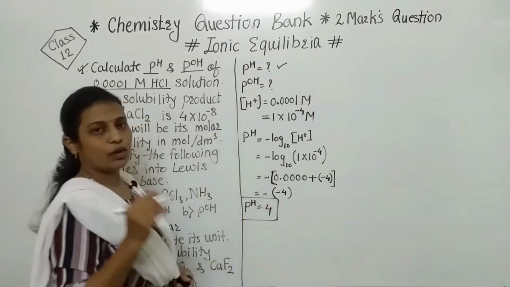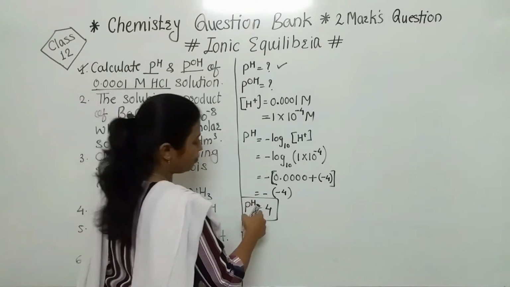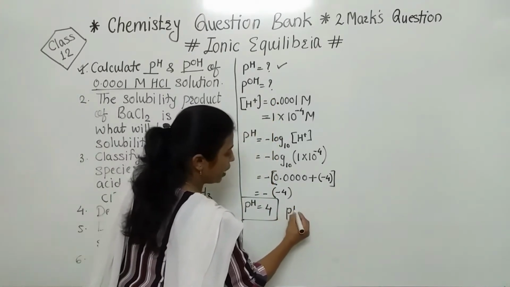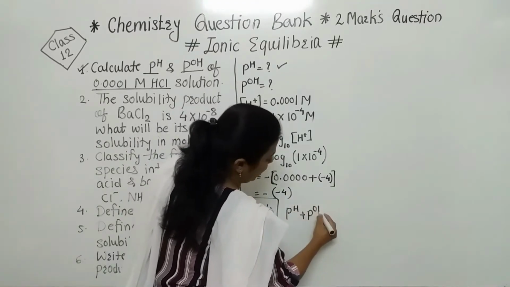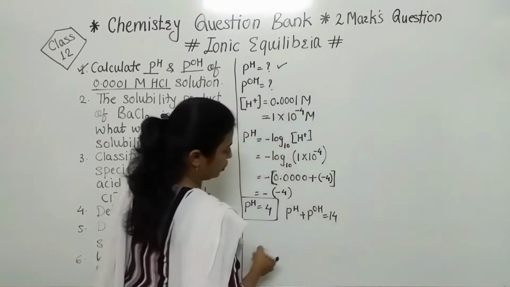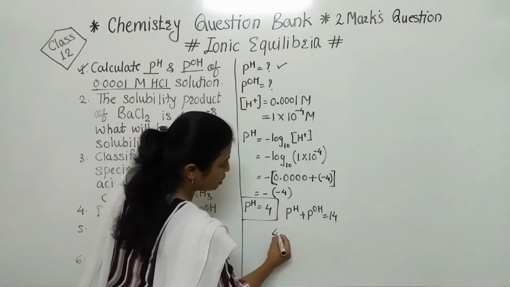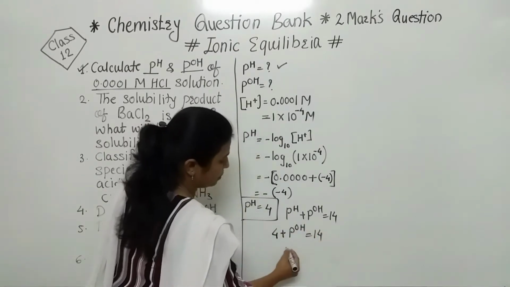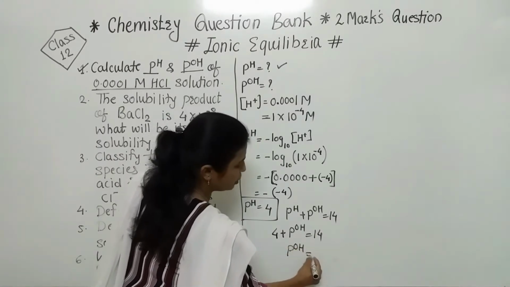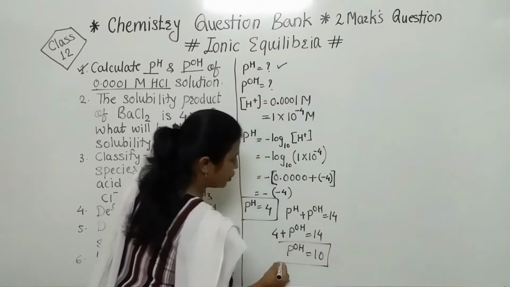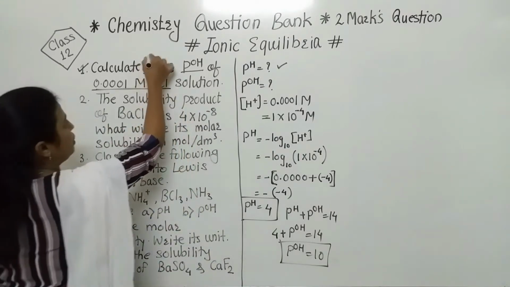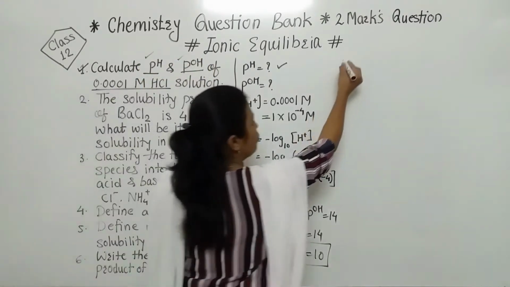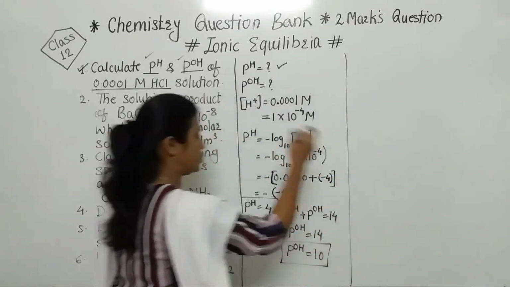So here we have calculated the first one. Now from that pH we can calculate the pOH. How? See, pH plus pOH is equal to 14. As we know the pH value is 4, 4 plus pOH is equal to 14, and finally pOH is equal to 10. So here we got the value of pH and pOH. In this way we have completed this first question with solution.